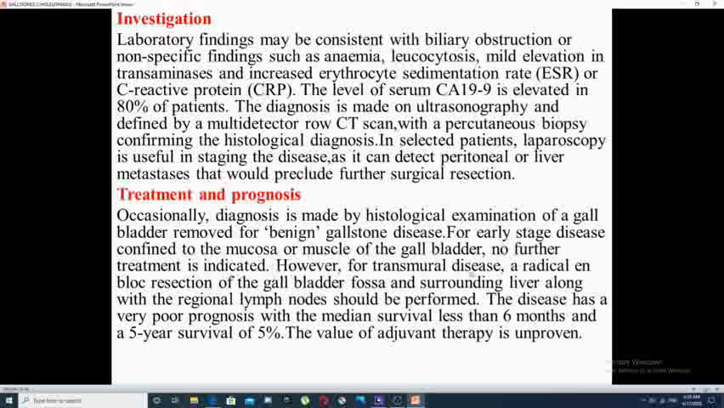However, for transmural disease, a radical en bloc resection of the gallbladder fossa and surrounding liver along with the regional lymph nodes should be performed. The disease has a very poor prognosis with median survival less than 6 months and 5-year survival of 5%. Adjuvant chemotherapy has unproven effects.